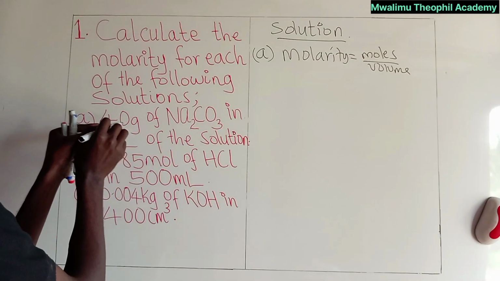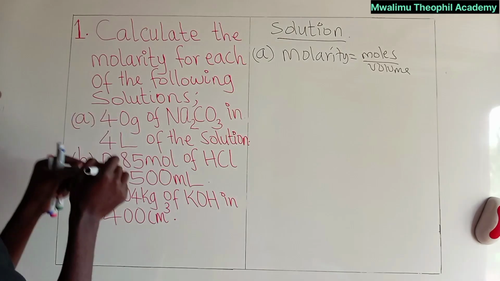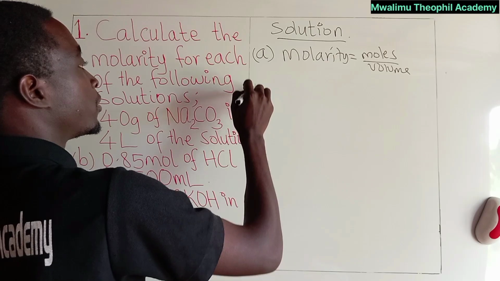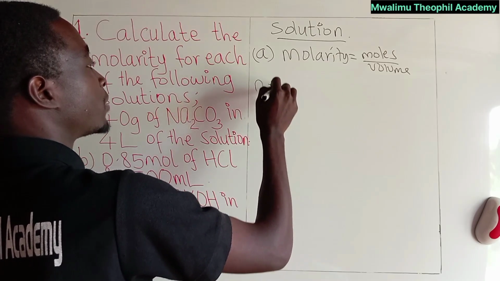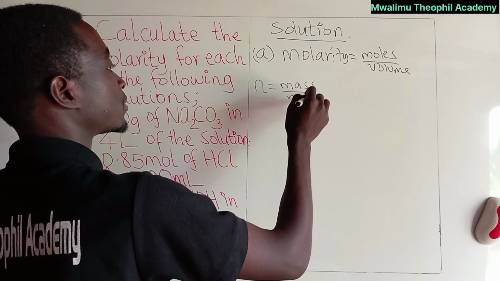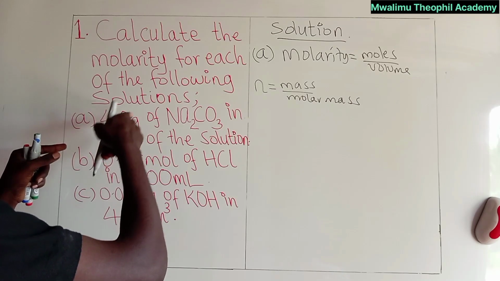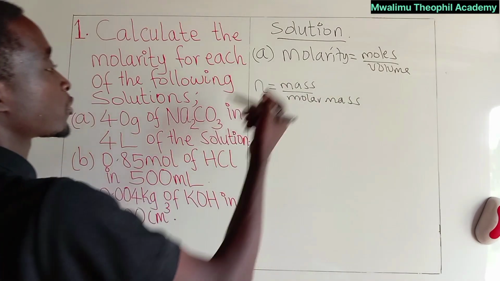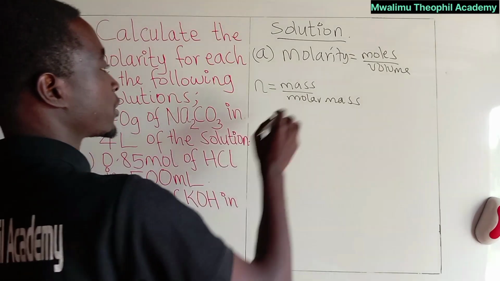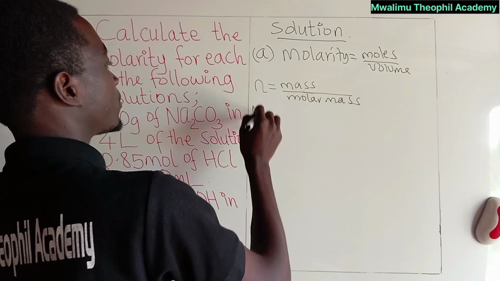We are given the mass of sodium carbonate. Now, let's change this into moles. We know that number of moles is equal to mass over molar mass. We're given a mass of 40 grams, but we don't have the molar mass of sodium carbonate. Now, let's work out the molar mass for sodium carbonate.